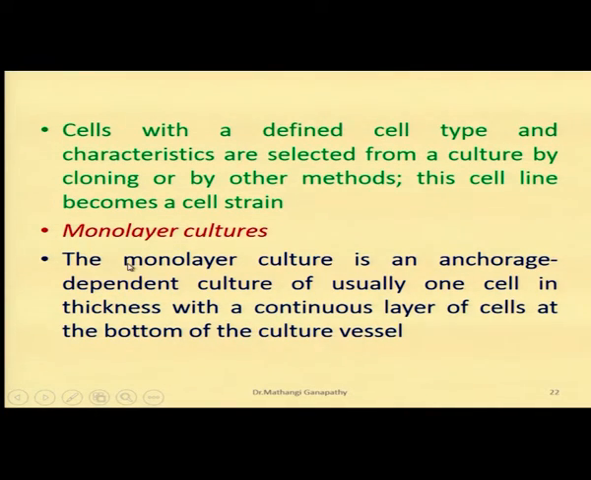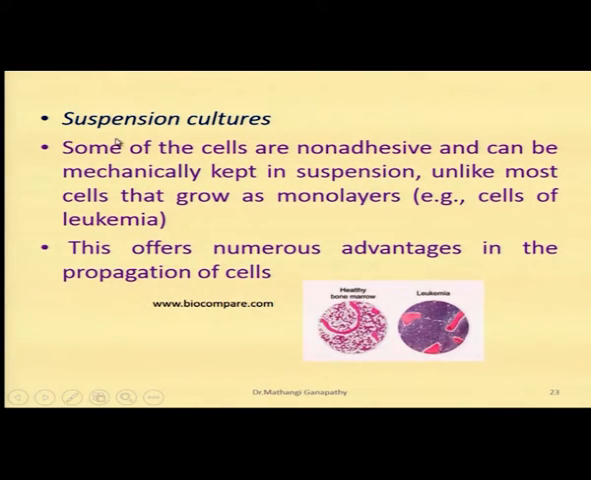Monolayer culture. The monolayer culture is an anchorage-dependent culture, usually one cell in thickness, with a continuous layer of cells at the bottom of the culture vessel. The second type is a suspension culture. Some of the cells are non-adhesive, meaning they don't stick to each other, and they can be mechanically kept in suspension, unlike most of the cells that grow as monolayers. See, usually when we take animal cell cultures, they grow as monolayers. But some of the cells will escape out from this. They don't stick on, so they can be maintained as a suspension culture. Example, leukemia cells.